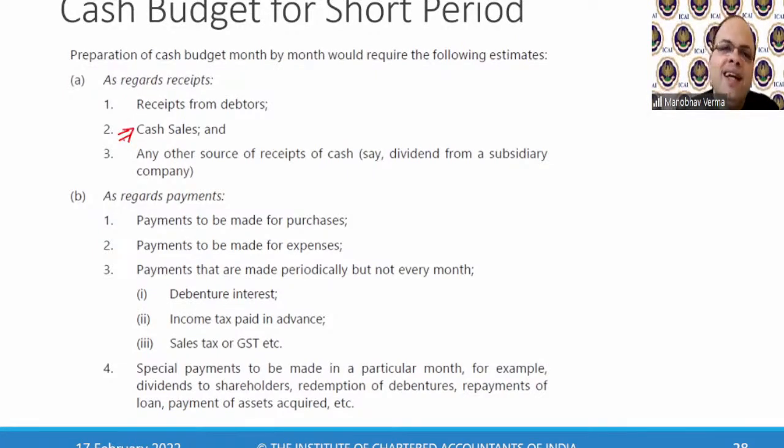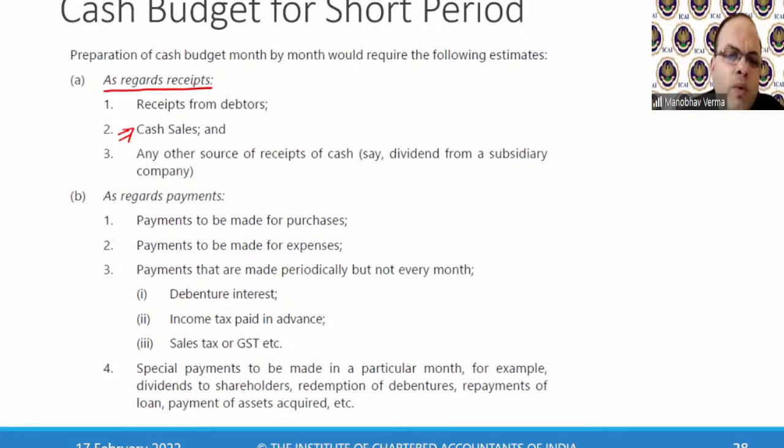Don't forget that you might have cash sales, of course. Every month you would have cash sales and credit sales. So cash sales will be accounted for in the same period, but of course the receipt of the credit sales would be in the subsequent months. So every month you would have these two components with respect to the receipts, guys, right? And not only that, apart from the sales, you may be having any other receipts of cash coming up.